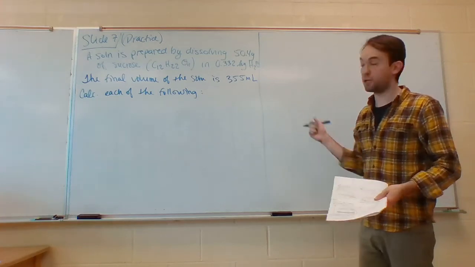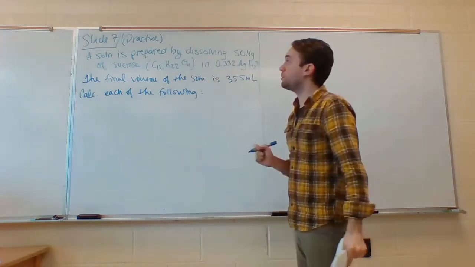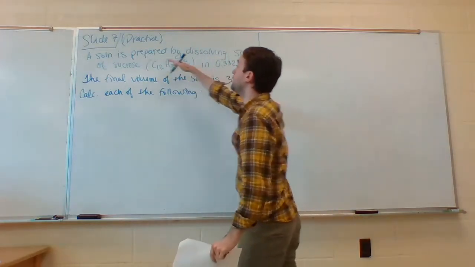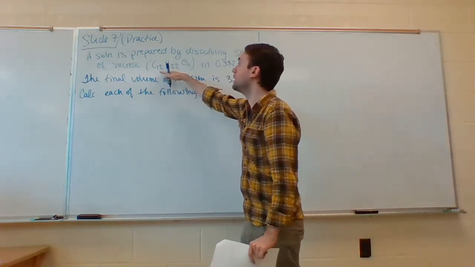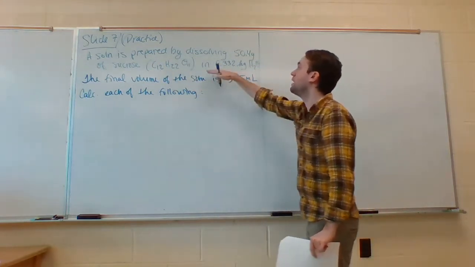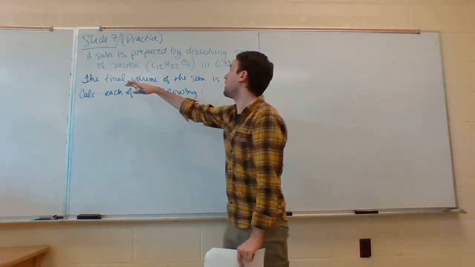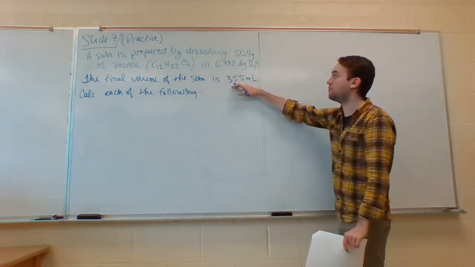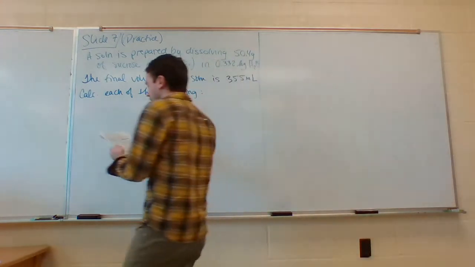As promised, now we're going to work through some examples. We're going to start on slide 7, and we will do this problem first, where a solution is prepared by dissolving 50.4 grams of sucrose, C12H22O11, in 0.332 kilograms of water. The final volume of our solution is 355 milliliters. Now let's calculate some different properties of the solution.